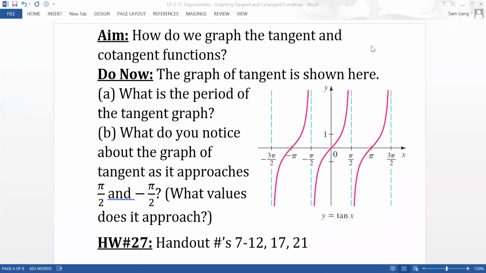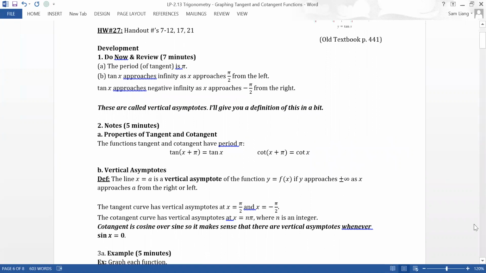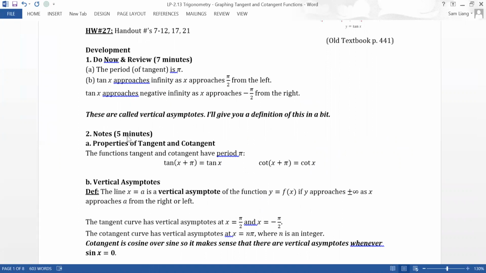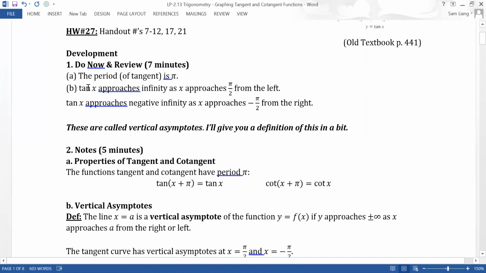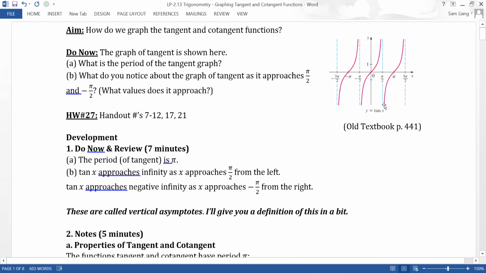I'll show you the answers. As you see here, for part A, the period of tangent is pi. And for part B, tan x approaches positive infinity as x approaches pi over 2 from the left. Here I have a smaller graph of it. Pi over 2 from the left is on this side, and over here will be from the right. As it approaches pi over 2 from the left, it goes to positive infinity. And as x approaches negative pi over 2 from the right, that's this side right here, it'll go to negative infinity.